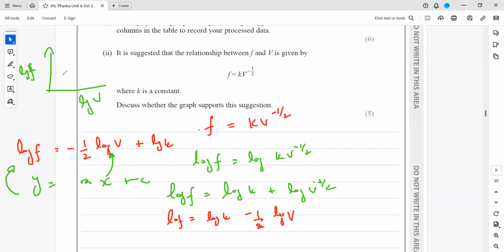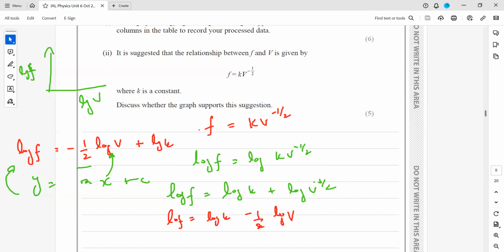What should be our gradient? The gradient of this graph, when we plot the graph, if our gradient is minus 1 by 2, or half in magnitude, it means that this is consistent with the equation. And if your gradient is not half, it means it is inconsistent with the equation.